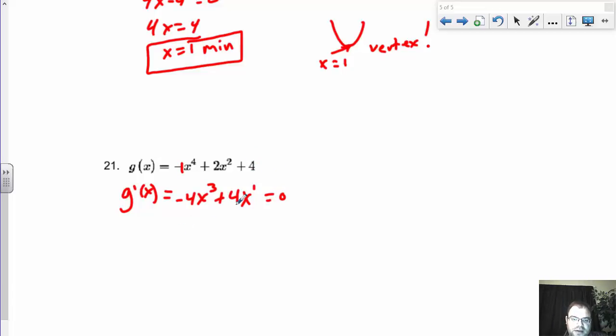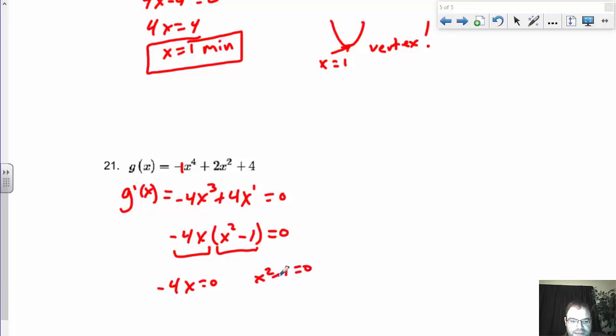Can I factor this? Yes, I can take out a -4 and an x for sure. So -4x. What do I multiply this by to get this? I will multiply it by x squared. What do I multiply this by to get this? I will multiply it by a -1. Okay. And then we'll set both of these factors equal to 0. So -4x equals 0, and x squared minus 1 equals 0.